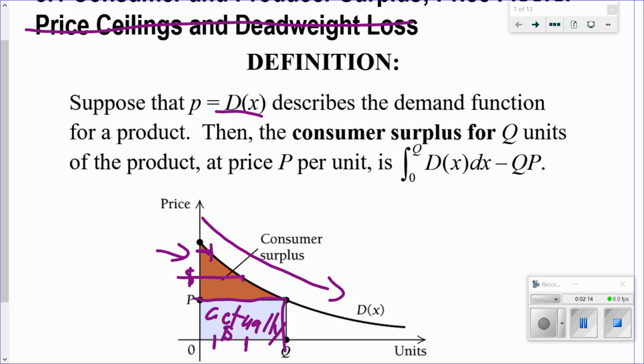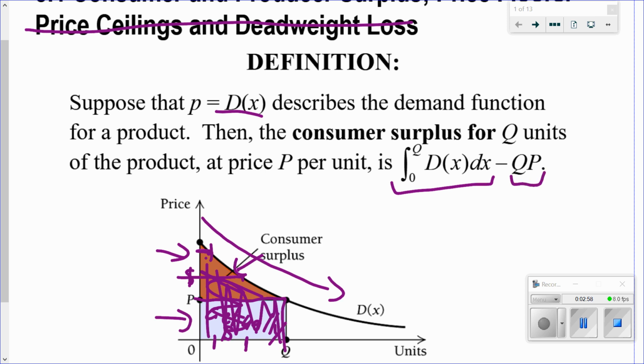I think your book still describes it as excess enjoyment. Not quite sure what that is, but in order to figure out the consumer surplus, which is just this brown area up here, what we're going to do is take the antiderivative from 0 to Q, our quantity that we are selling, of the demand function. Remember, that will give me all of this area down here. The surplus isn't all of that area though, it's just that brown section.